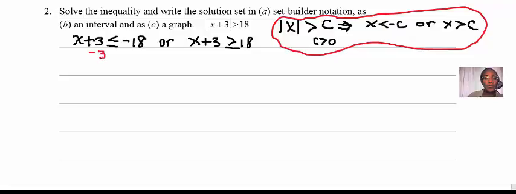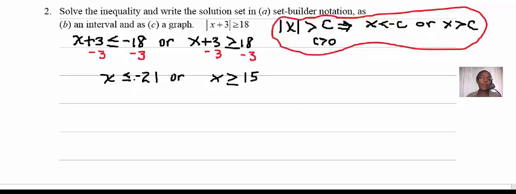I'm going to subtract 3 from both sides of both inequalities. And once I do that, both inequalities are actually in simplified form. So x is less than or equal to -21, or x is bigger than or equal to 15.